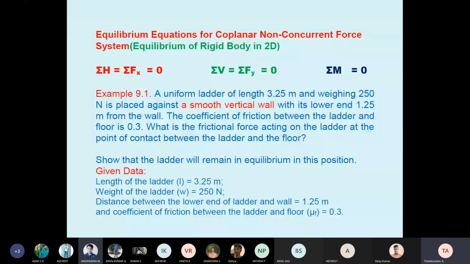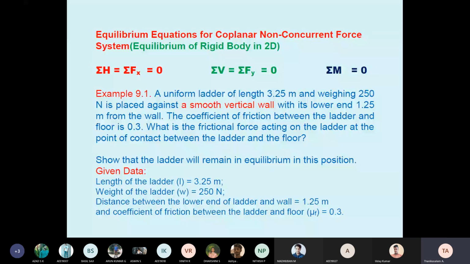A uniform ladder of length 3.25 meter and weighing 250 Newton is placed against a smooth vertical wall with its lower end 1.25 meter from the wall. The coefficient of friction between the ladder and floor is 0.3. What is the frictional force acting on the ladder at the point of contact between the ladder and the floor?